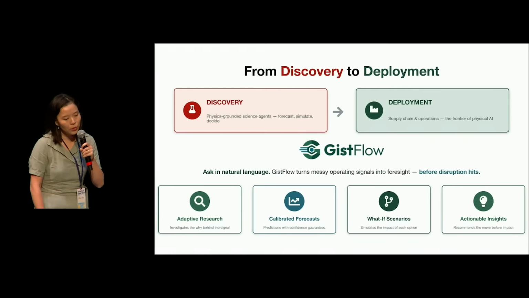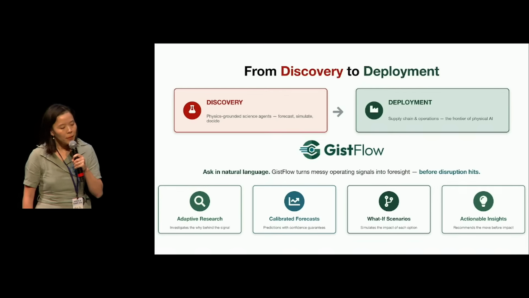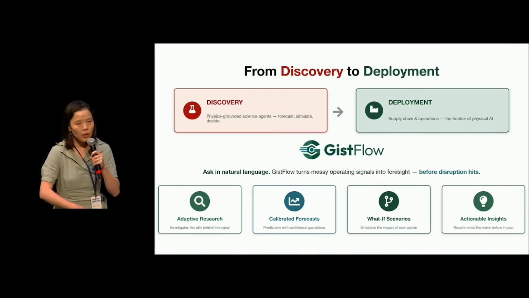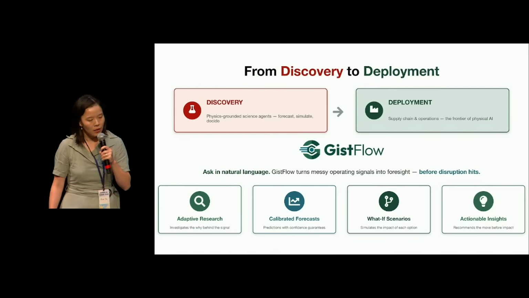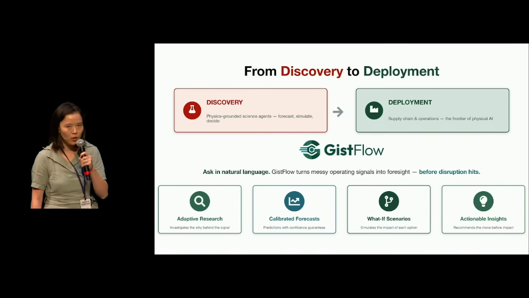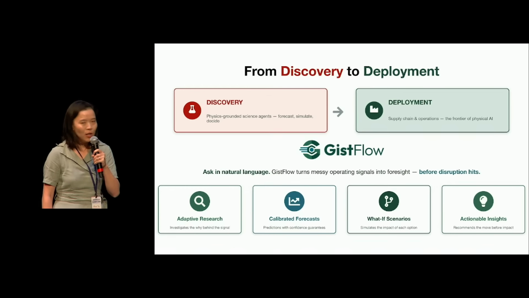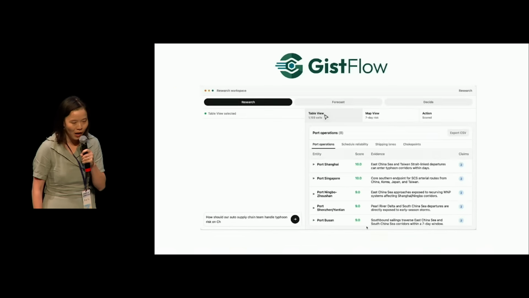So we launched this startup that I'm the CEO of to take the same type of recipe from the lab to the physical world, where we want to deploy agents that can automatically detect, research, calibrate forecasting, simulate what-if scenarios, and provide actionable insights to support supply chain and operations, which is the critical infrastructure for the physical economy.